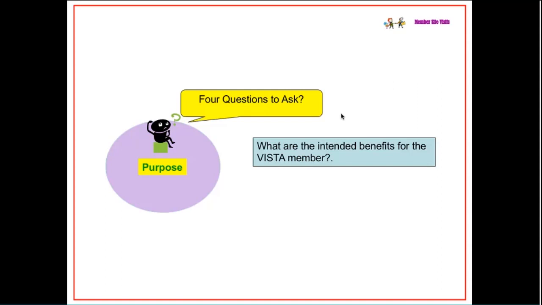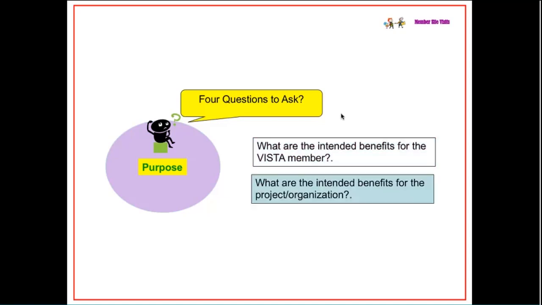So the first question I ask myself is, what are the intended benefits for the VISTA member? Because as a VISTA leader, my primary concern is my member. So that's my starting point. Why? What is the benefit for my VISTA member, me doing a site visit to the VISTA member site?